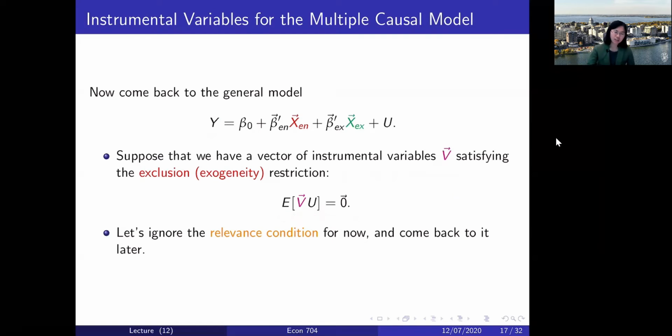So this is the sense in which this exogeneity condition for V is called the exclusion restriction. Let's now ignore the relevance condition. We'll come back to it later.